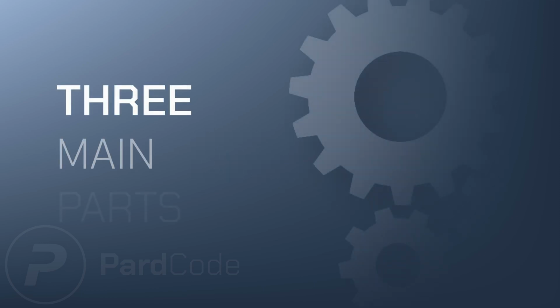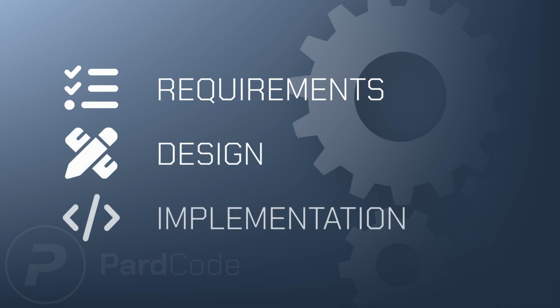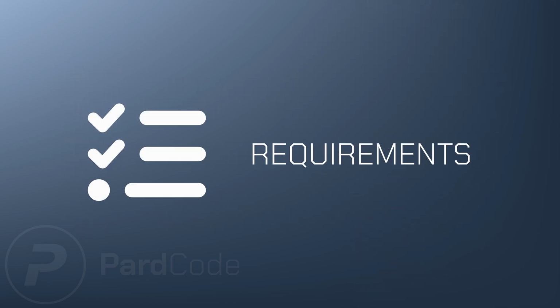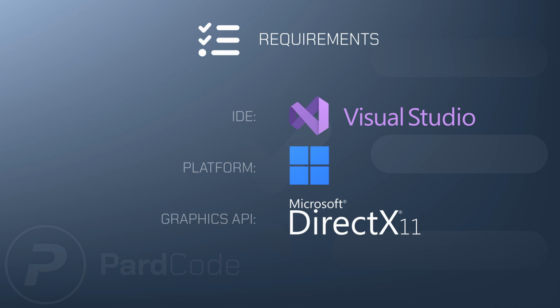As always, we will face three main parts: the requirements, design, and implementation of the software components required to create the graphics engine. Let's start with the requirements. We need a C++ IDE. In this series, we will use Visual Studio 2022 Community. The target platform is Windows. The target graphics API is DirectX 11. And last but not least, a good understanding of the C++ programming language is recommended.